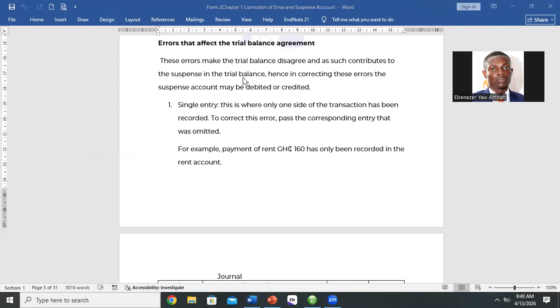So what are these errors? Let me appoint one of the professors to do the reading for me. Who is going to do that? Prof. Moroni, please can you do the reading for me on errors that affect the trial balance agreement?